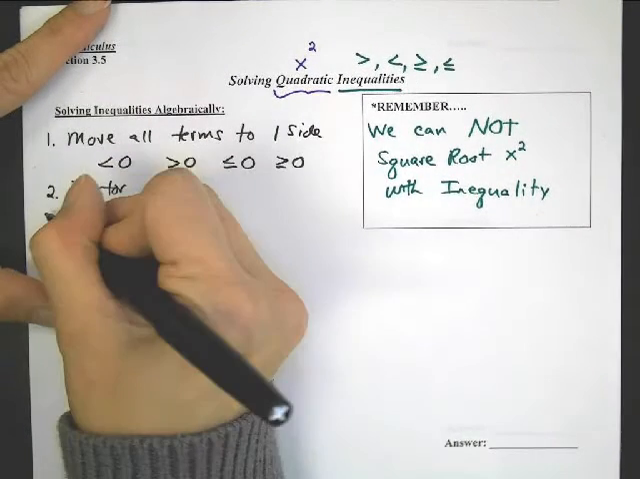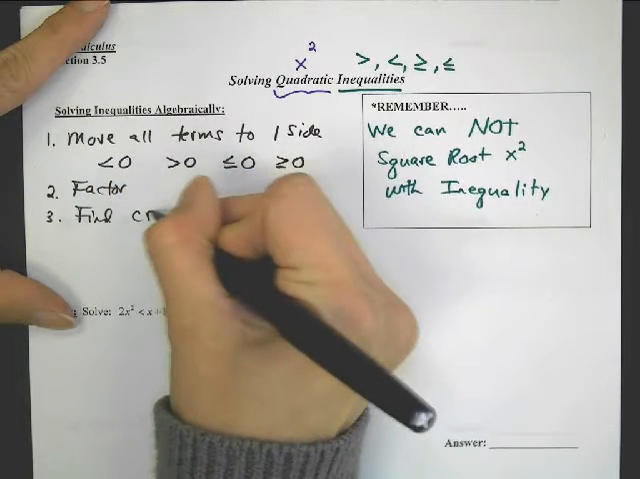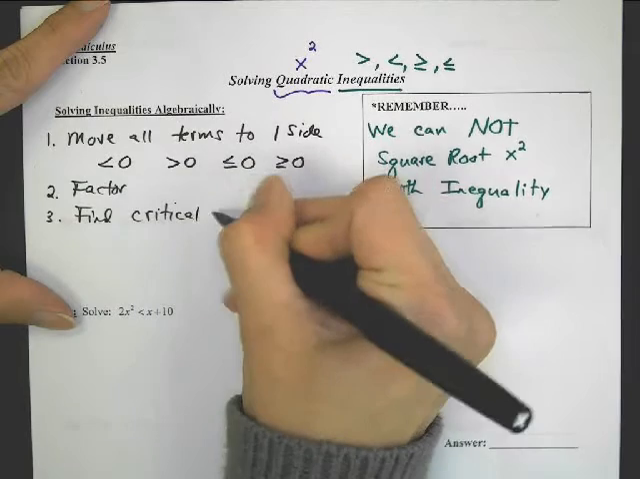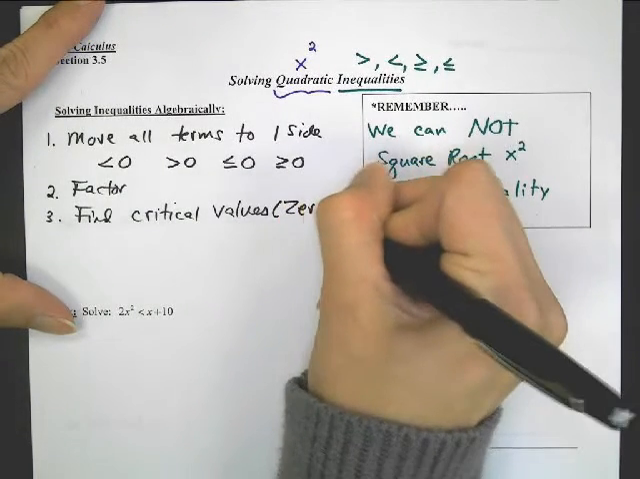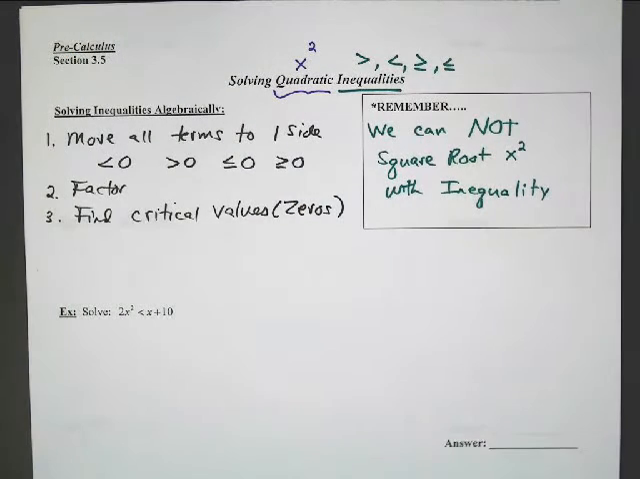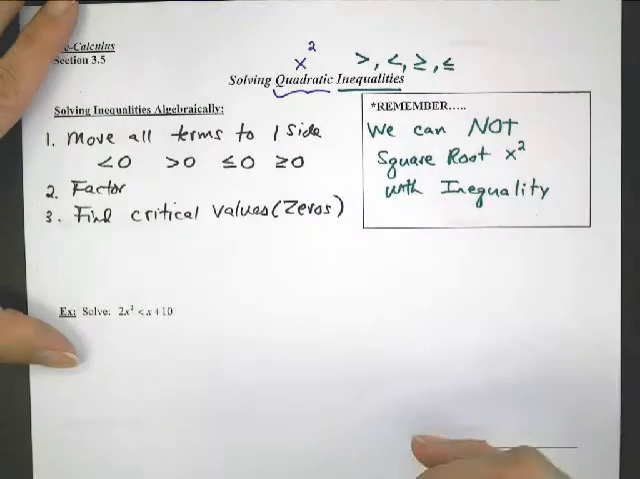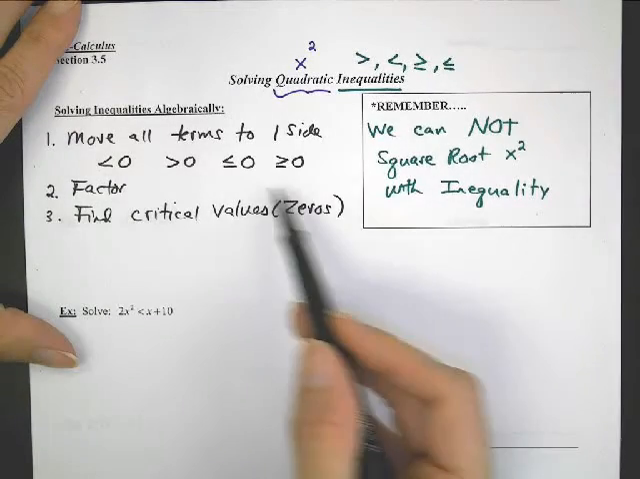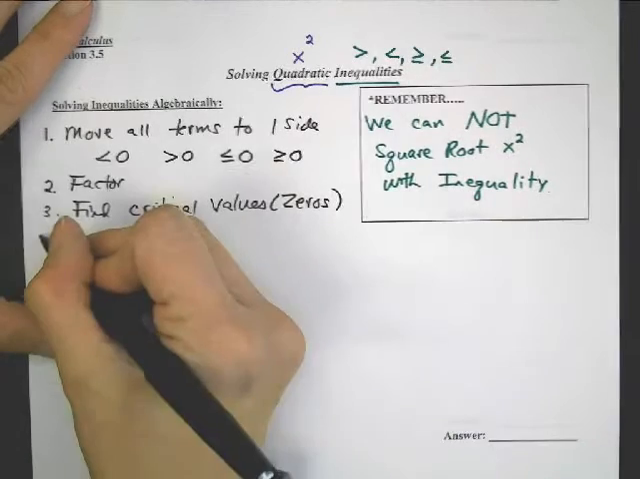Step 3, you find the critical values. And by critical values, that means the zeros. Something happens critically when it touches the x-axis. It goes from above the x-axis to below, and that means it goes from positive to negative. So if we want less than 0 or greater than 0, that's where it's going to happen. It's going to happen on the x-axis.